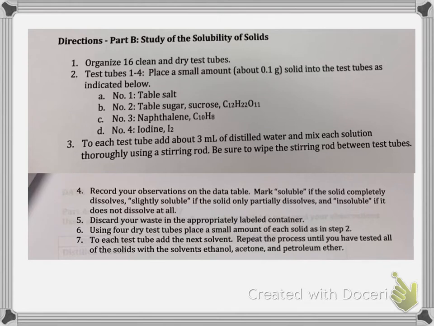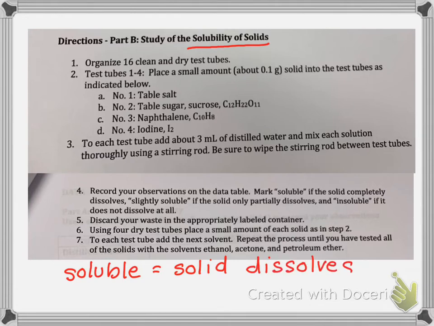So now let's take a look at Part B. You can turn your data to Part B as well as your procedure. Now what we're going to be doing is looking at the solubility of solids. Now the two words we're going to use to describe what's happening are soluble, and this means that the solid that I put in the liquid dissolves, and insoluble. And insoluble means that the solid does not dissolve.